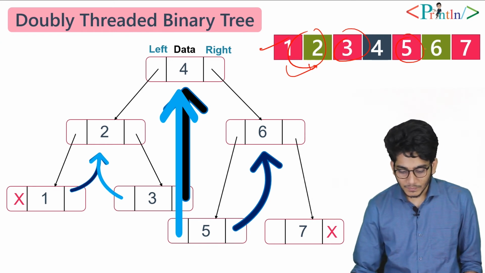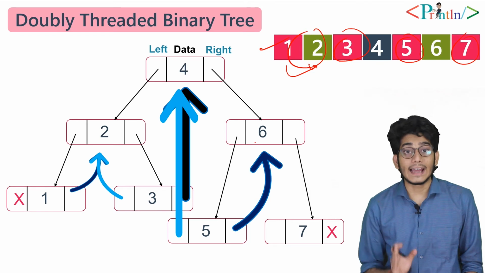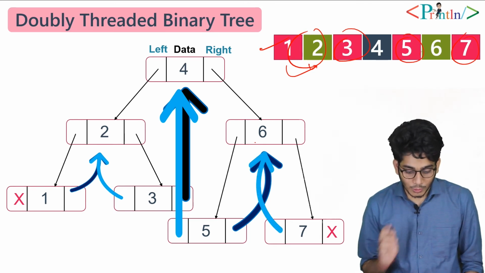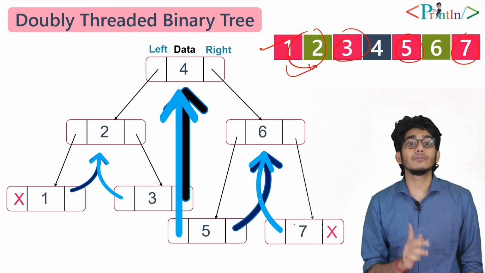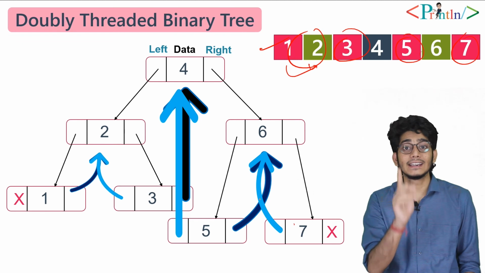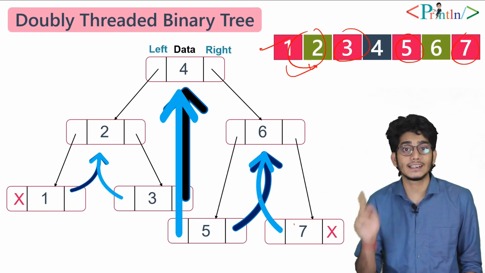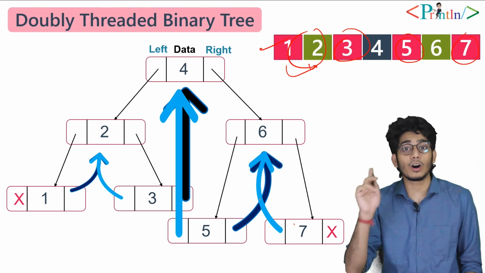Now 7 has a predecessor, that is 6. So we'll just connect 7 with 6. And every time we have to keep in mind that we have to deal with the null pointer. If a node has any predecessor or successor and it has a null pointer, only then will we connect those nodes.